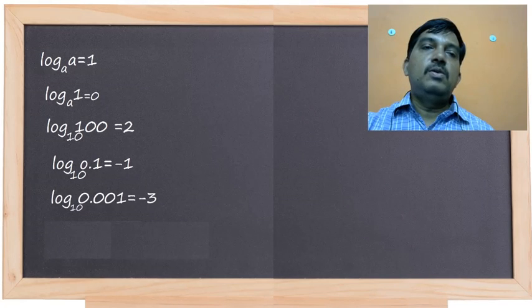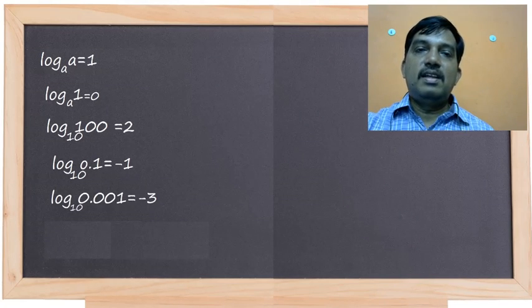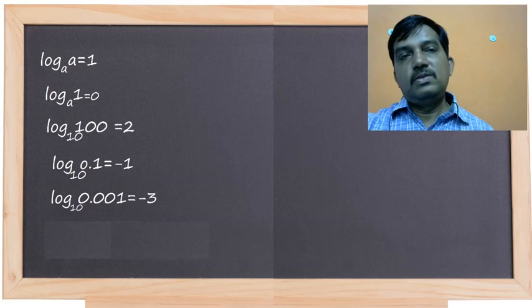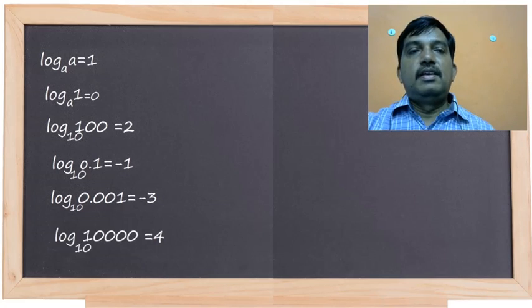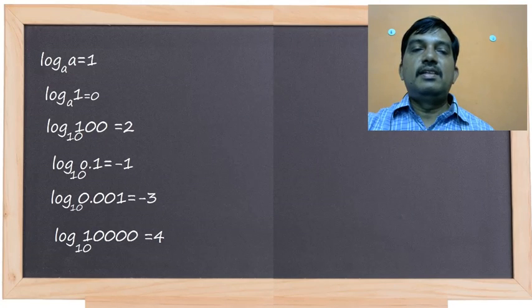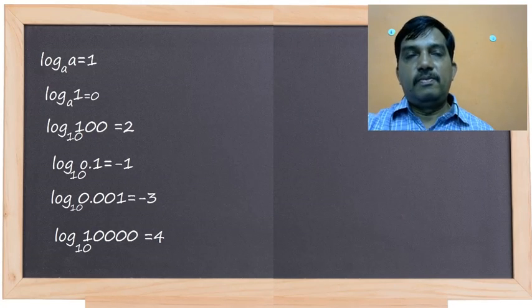What is logarithm of 0.001 to the base 10? Logarithm of 0.001 to the base 10 is equal to minus 3, because 0.001 means 1 by 1000, that's equal to 10 to the power minus 3. And what is logarithm of 10,000 to the base 10? Logarithm of 10,000 to the base 10 is equal to 4.